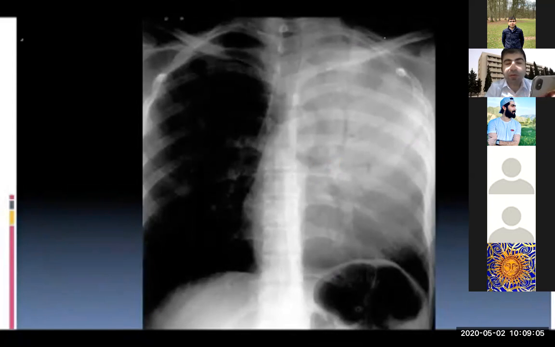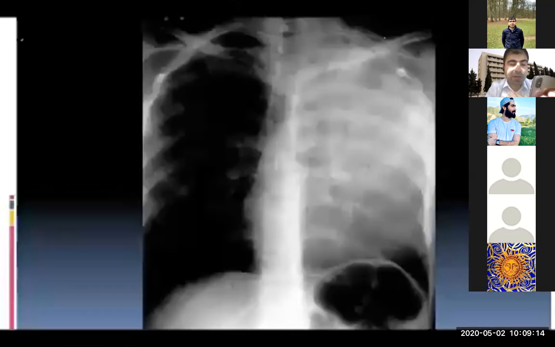This is commonly seen in consolidation, pneumonic consolidation. But sometimes in malignancy, you will see it. So this is an air bronchogram, don't forget.